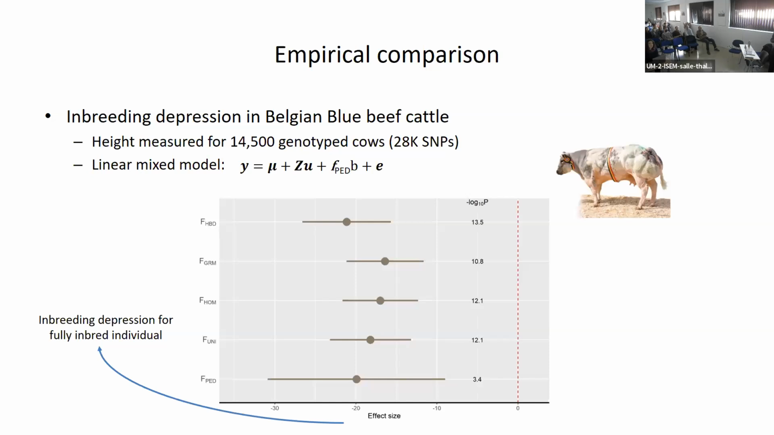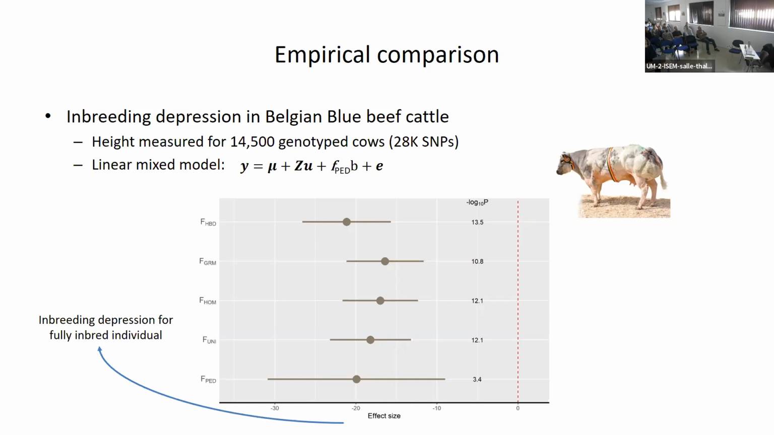So this is just an empirical test of this in Belgian blue cattle, where we had 14,000 genotyped animals with 28,000 markers. And we estimate the inbreeding depression. So it's a regression of the phenotype on the inbreeding coefficient, and we look with different methods. And just in that comparison, the HBD segments were kind of performing the best, the most associated. This is the strength of association here on the right. So it's the best p-value.